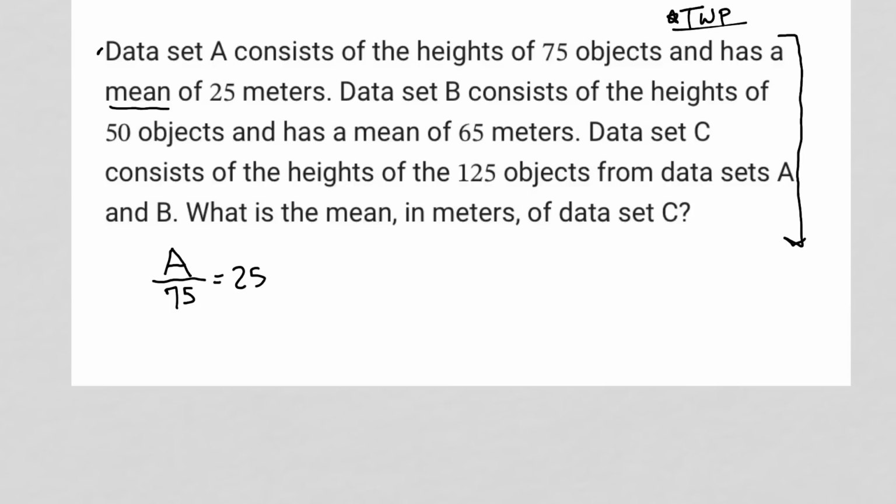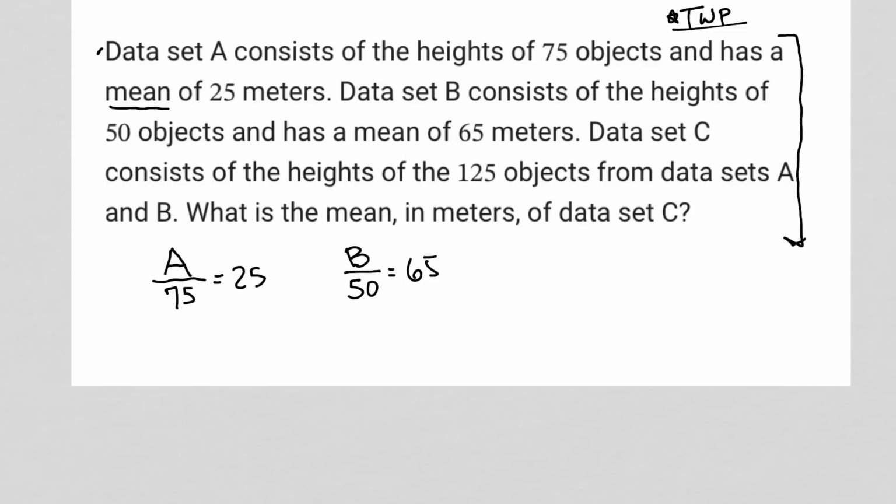Data set B consists of the heights of 50 objects and has a mean of 65 meters. So again, for data set B, capital B is the sum of all of the heights of all 50 objects. And I divide that by 50, and the question is telling me I should get 65 here as my answer.